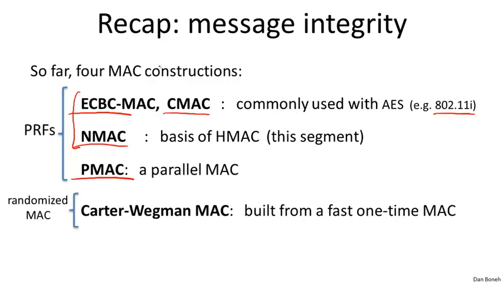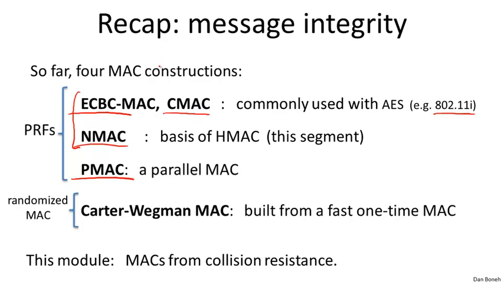And then we looked at the Carter-Wagman MAC, which actually is not a PRF, it's a randomized MAC, so a single message could actually have many, many different valid tags, and therefore Carter-Wagman MAC is not a PRF. And if you remember, the Carter-Wagman MAC was built by, first of all, taking the bulk message and hashing it down to a small tag using a fast one-time MAC, and then encrypting that tag using a PRF. The benefit of the Carter-Wagman MAC was that the hashing of the bulk message is done using a fast one-time MAC.